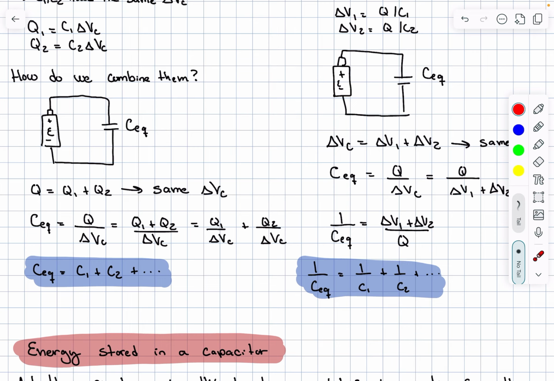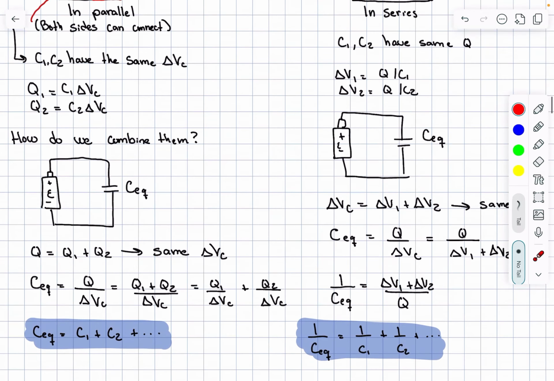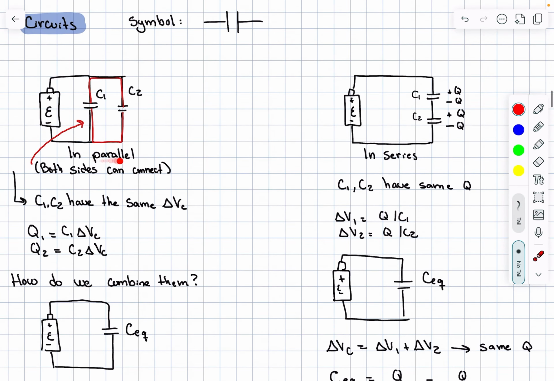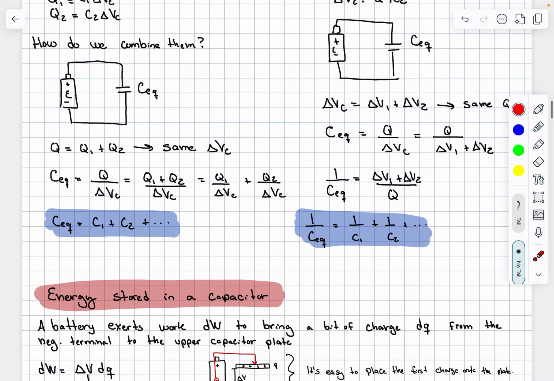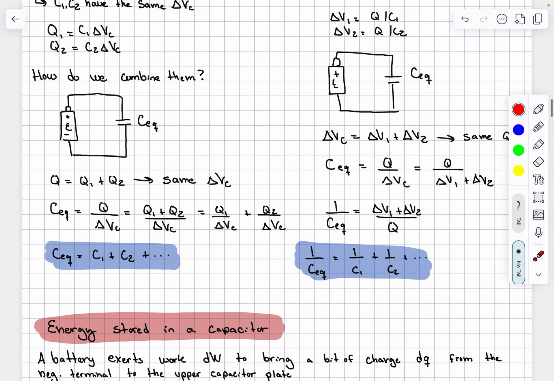So whenever you're solving these type of problems, the first thing you do need to figure out is, are they in parallel or are they in series? I'm going to be going over some practice problems for these, and then I'll also be covering energy stored in a capacitor in the next video.